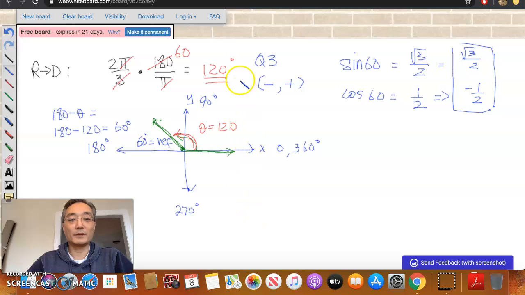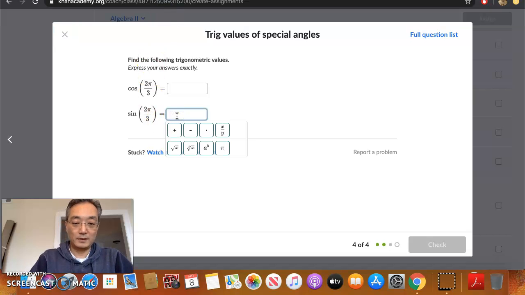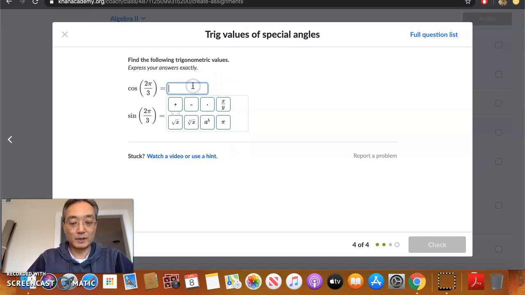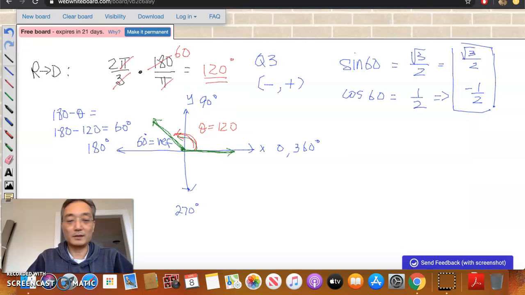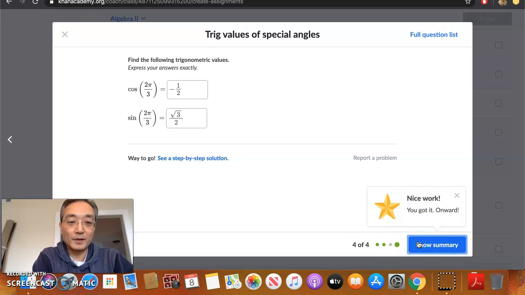Okay, so let's plug them in. The sine is positive radical 3 over 2, and the cosine is negative 1/2. Just quickly check. Yes. And let's see. That is correct. Okay, guys? All right. Take care.